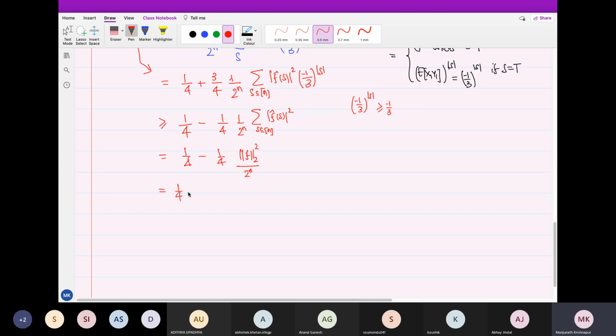This is actually 1 by 4 minus 1. This is 1. f is 0, 1, if s is plus minus 1 valued. So f square is 1. So if you sum, you get 2 to the n. That makes it 1. So this is 0.